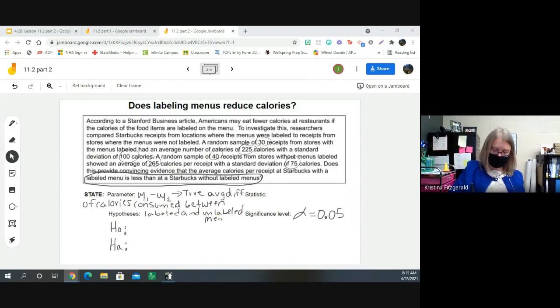Now, the only test tip I would give you here is that you should say which way you're going to subtract the menus. You can subtract them either way. It doesn't really matter. It's a matter of which one you think is less, and that tells you which way to set up your hypothesis based on how you want to subtract. So we're going to do labeled versus unlabeled.